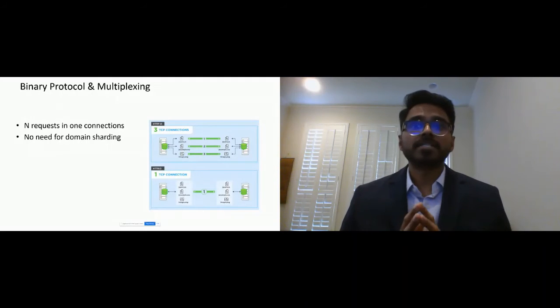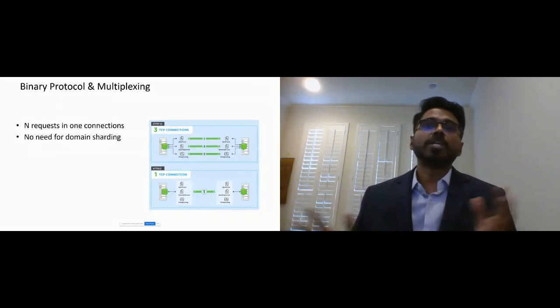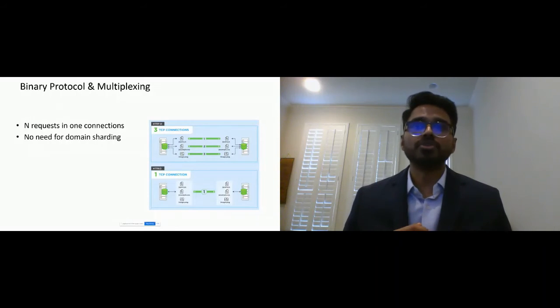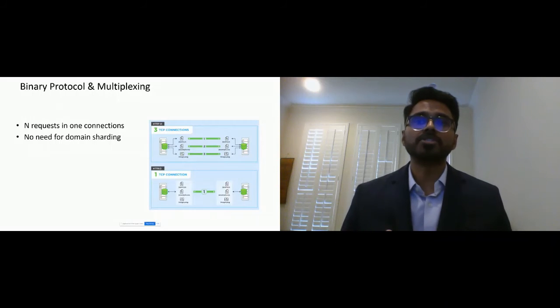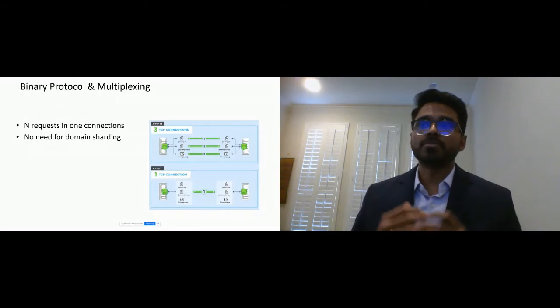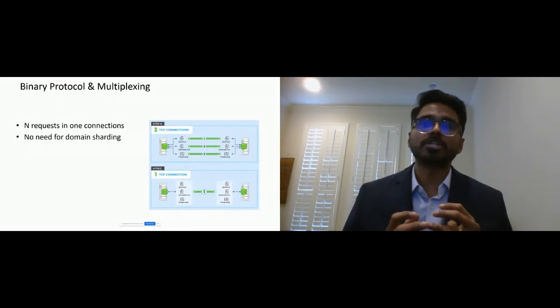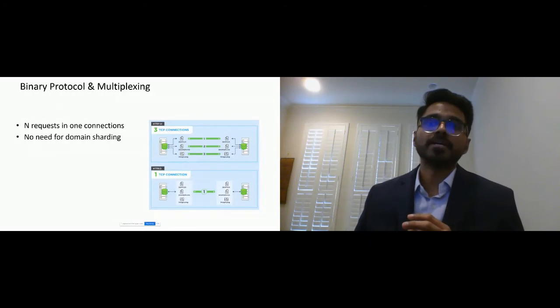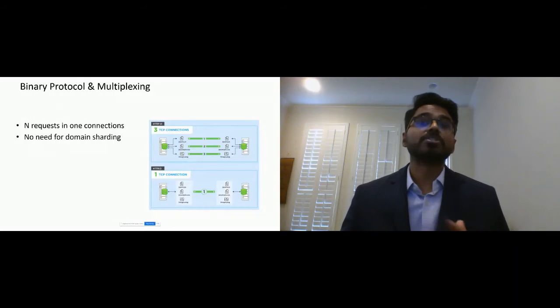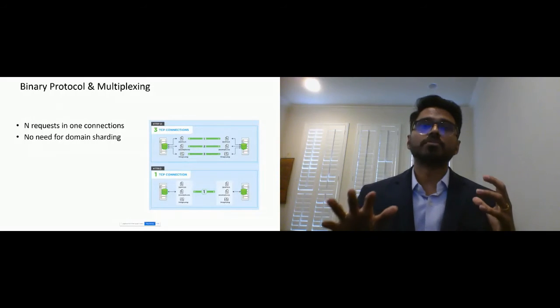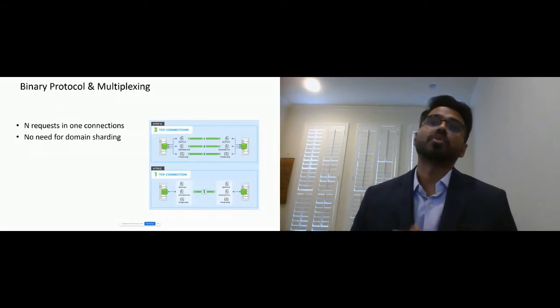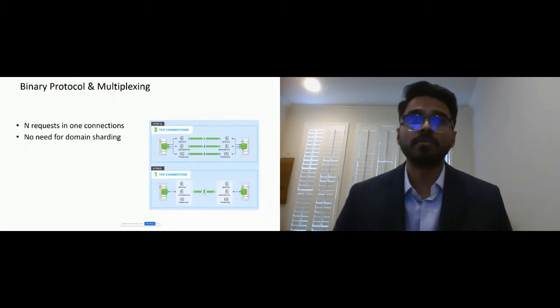Because of this, there is no need for domain sharding anymore. You don't have to do domain sharding. You don't have to do concatenating. You don't even have to do the sprite image because things are much faster now. With just one request or one connection, you're able to get all the resources back. So this is one of the biggest improvements introduced as part of HTTP 2.0, which prevents a lot of the workarounds that we have to take in HTTP 1.1.